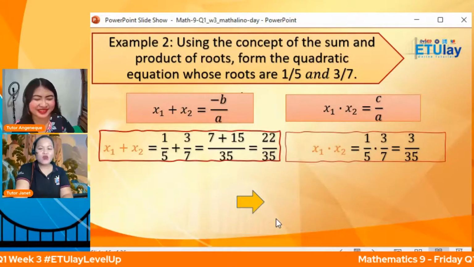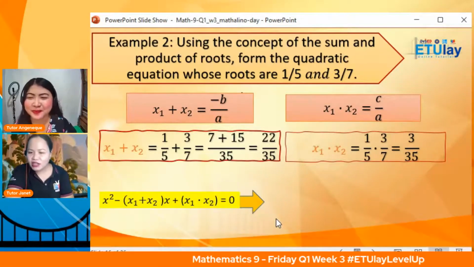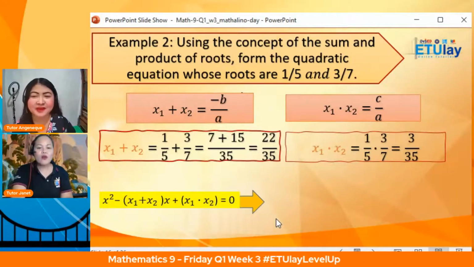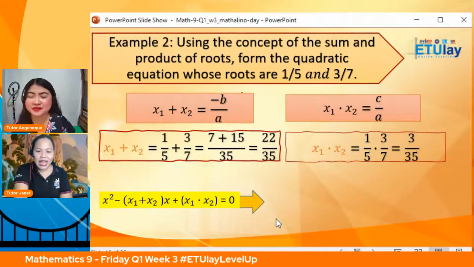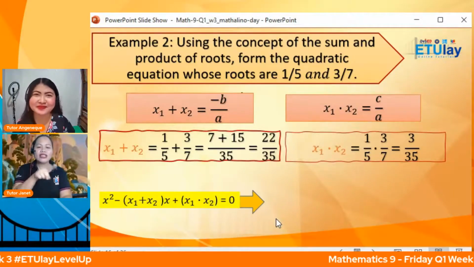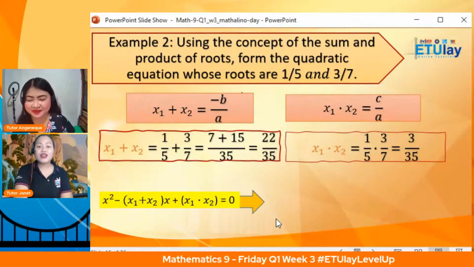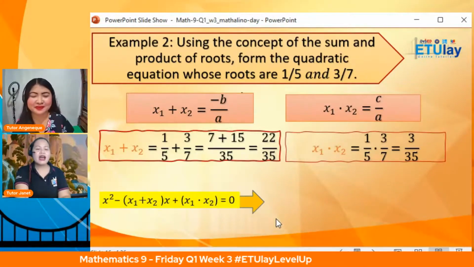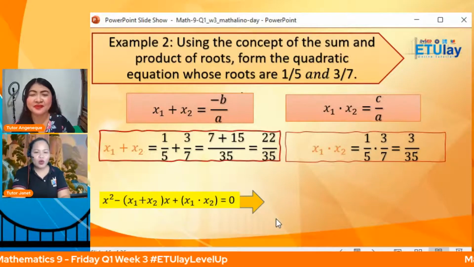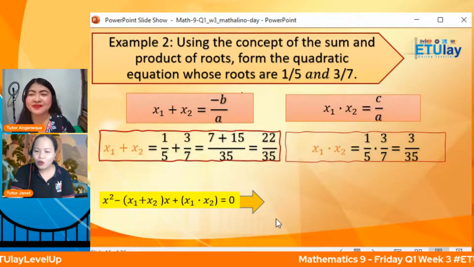Let's go now to C over A. Saan natin kukunin yung C over A? Ayan. Nakita na ninyo sa screen. Naka-project na. It's 1/5 times 3/7. So, it's easier to multiply. I said, just multiply across. 1 times 3 is 3. Then 5 times 7 is 35. So, therefore, ang ating sum ay 22 over 35 while the product naman ng roots ay 3 over 35.